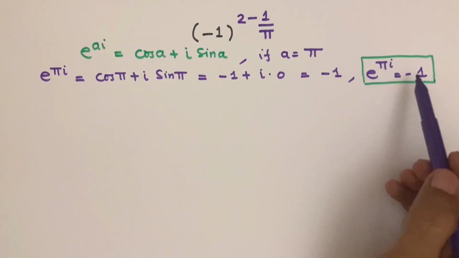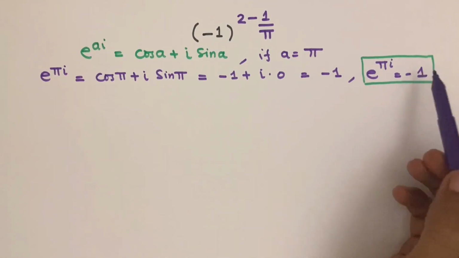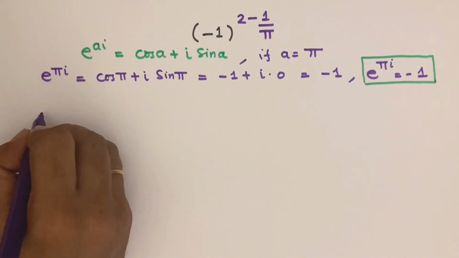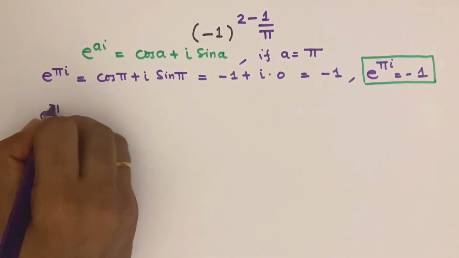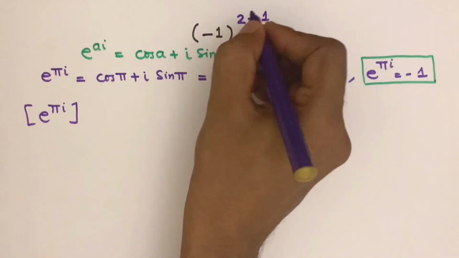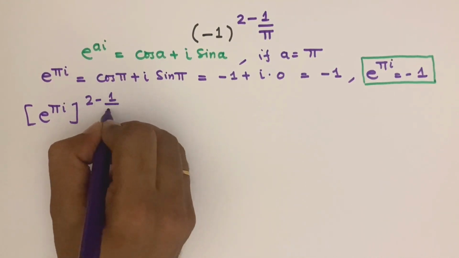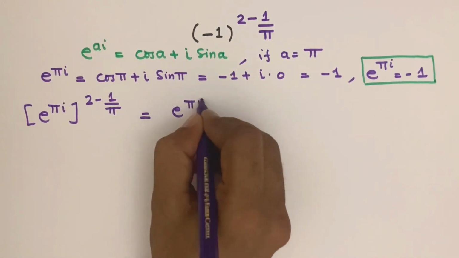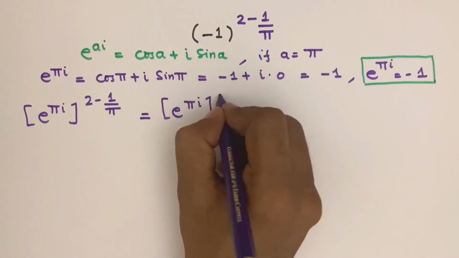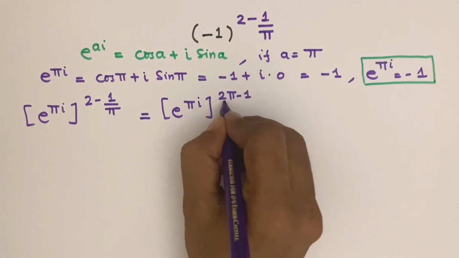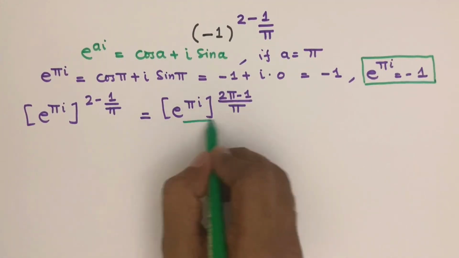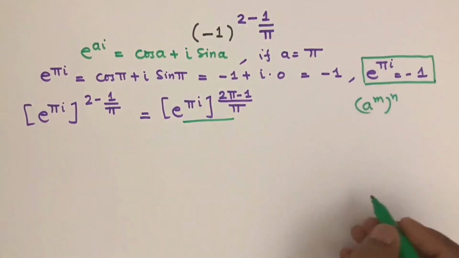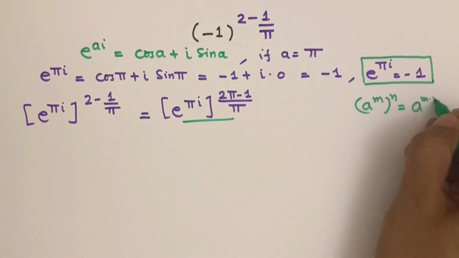Now substitute this value of e^(πi) equals -1 into this equation. So this equation simplifies to (e^(πi))^(2 - 1/π). This can be simplified to (e^(πi))^((2π - 1)/π). As this term is in the form of (e^m)^n, it equals e^(m times n).